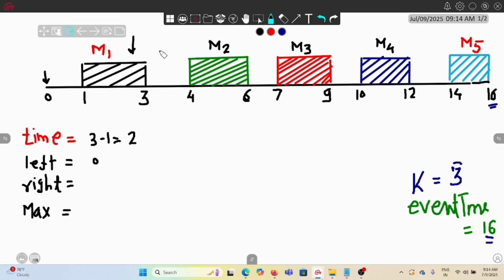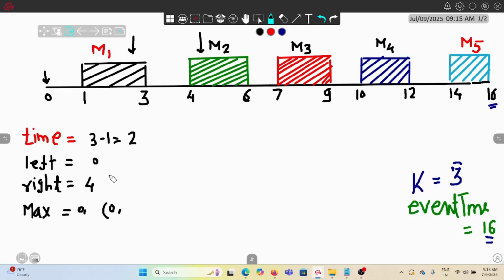Right would be whatever is the next meeting's start time. So the next meeting is M2 and its start time is 4. So right would be 4 here, right? Now this max would be whatever is the maximum value. Initially it was 0, so let's say 0 is the maximum current value.